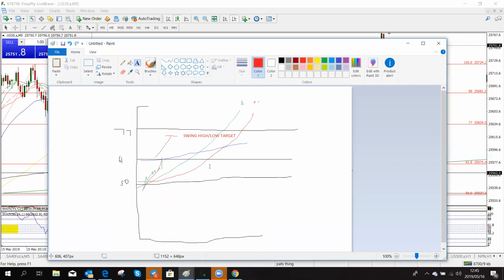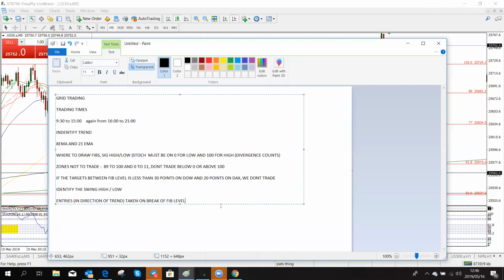For indication of a short, if we sit in a situation where the 8 is below the 21, we would look at going short. So in this example, if we had some price action here, I'll put this price action in red. If we break the 61, we're looking to go short. Exactly the same time, I'm not going to do it on this drawing, we determine the swing low, swing high target, first move based on the 50 moving average. Okay. The 50 moving average is coming through there. So that's our entry taken on break. So as long as we're not trading 89 to 100 or 0 to 11, we're good to go. Taken on break of the fib level. So that's the direction we're in the trade. Let's talk about stops.